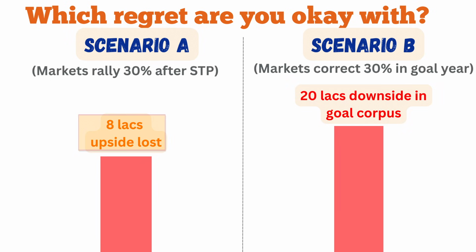Now you can assess the asymmetric risk yourself. Risk 8 lakhs potential upside or risk 20 lakhs downside in your goal corpus, the money that you actually need. Which regret can you live with? I could have made 7-8 lakhs more. This could be a temporary sting versus I couldn't meet the financial goal for my child's education. But this would be a permanent damage.